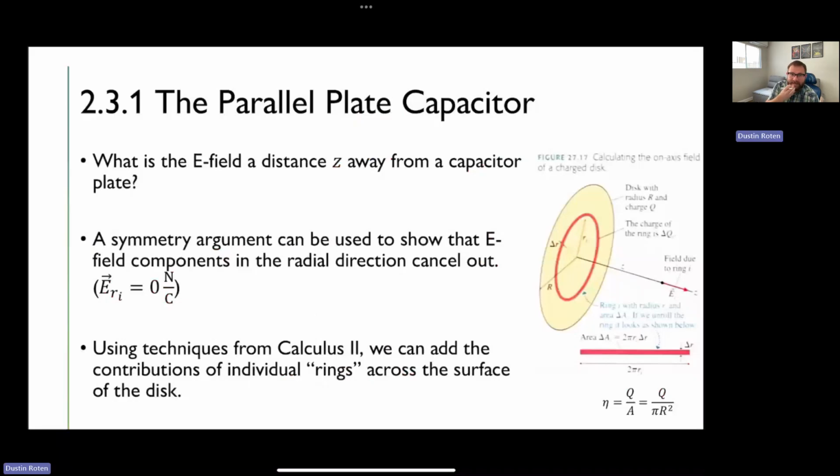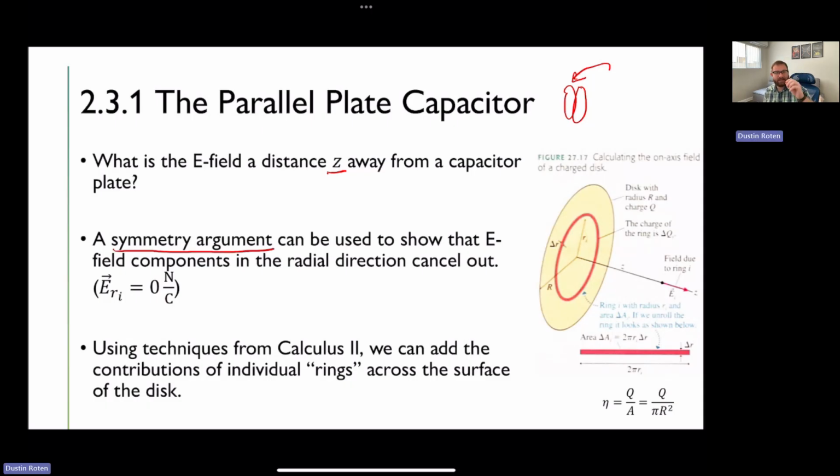All right. So what is the electric field a distance z away from a parallel plate of a parallel plate capacitor? If we have two of these, we're only going to think about the electric field right now from one of them. Plate capacitors are actually, a lot of them are disc shaped, but there are also lots of other shapes. So let's think about this in terms of a disc, just like in our last example. We're only going to look at one of them though, not both together. So we have a symmetry argument that can be made.